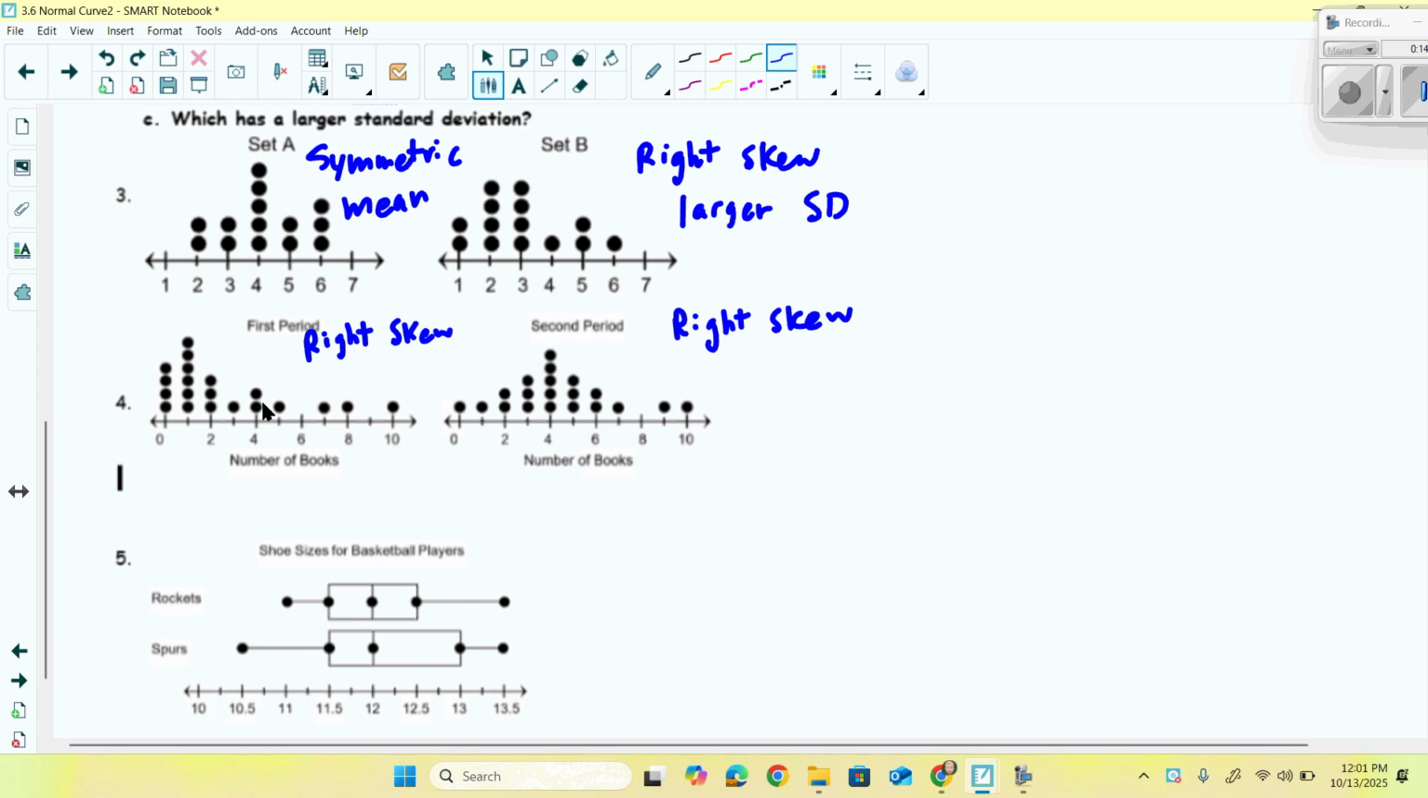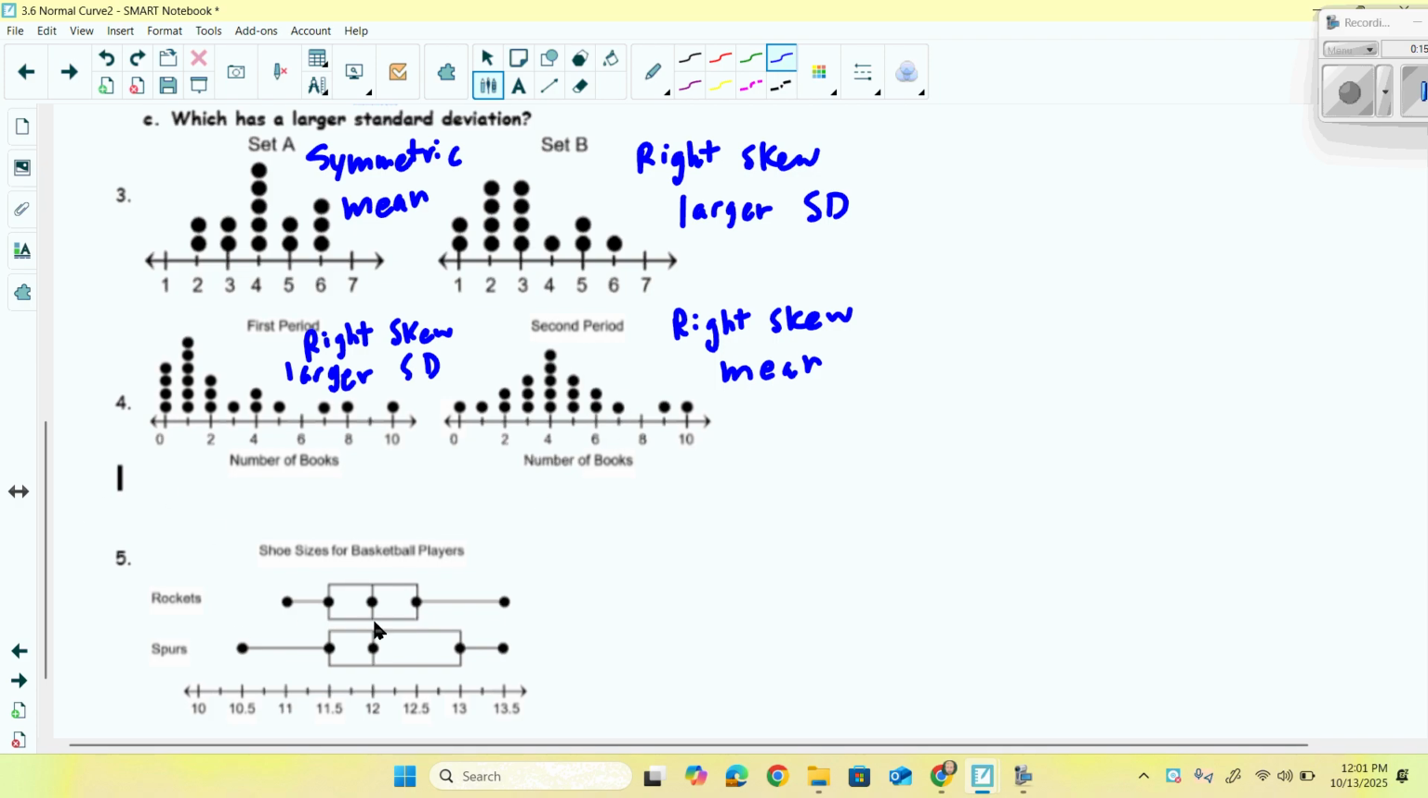And then this one, the mean is going to be more down in this area here, whereas this mean is closer to 4. So this one's going to have a greater mean. And then this one, these extreme or more extreme values are going to cause a greater standard deviation. Okay, and again, this one here, it's negotiable. We're going to go with the right skew. You could argue possibly normal.